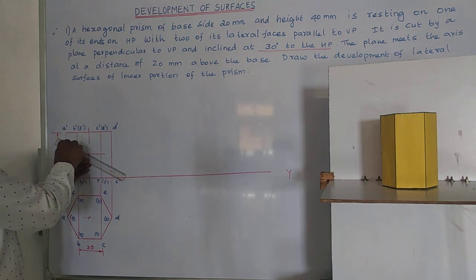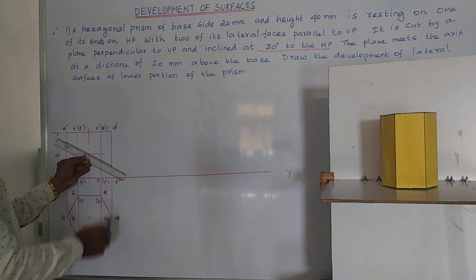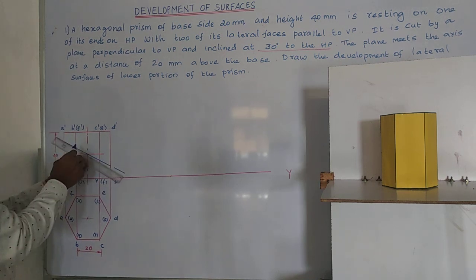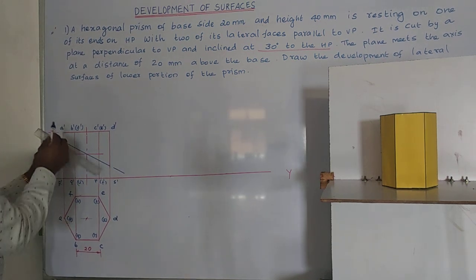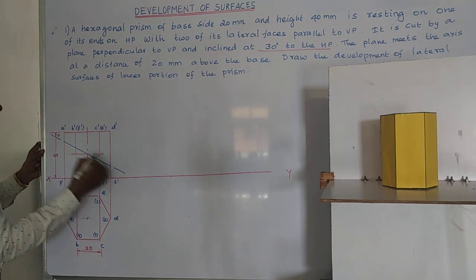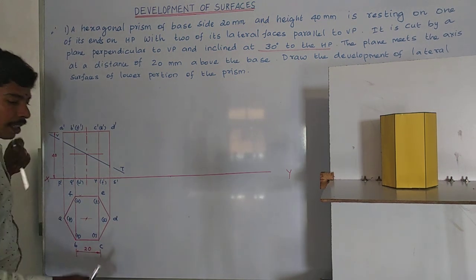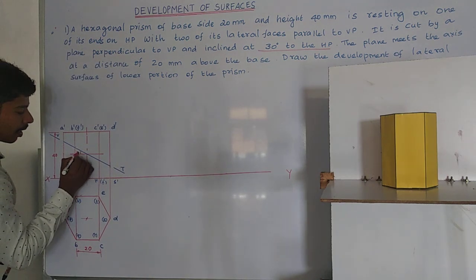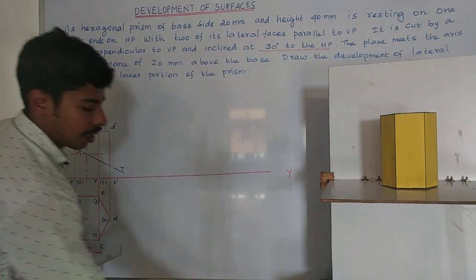So we'll draw a section line, full solid, then keep a distance and draw the extension. So this is the vertical trace. I mark and mention the angle also. This angle is 30 degrees.